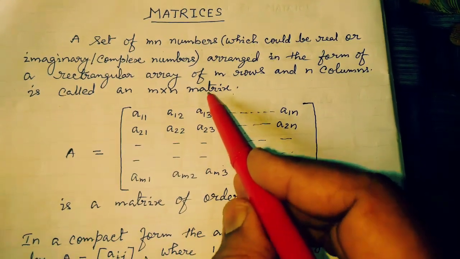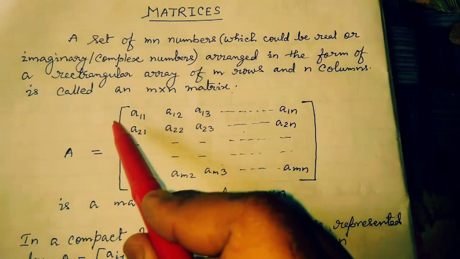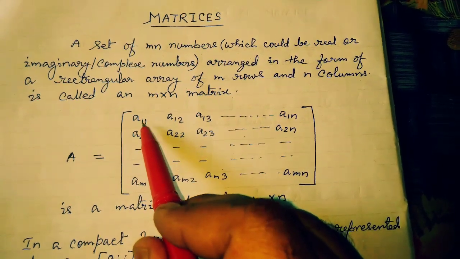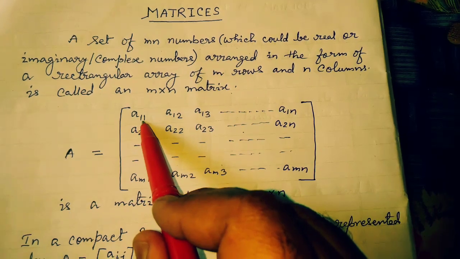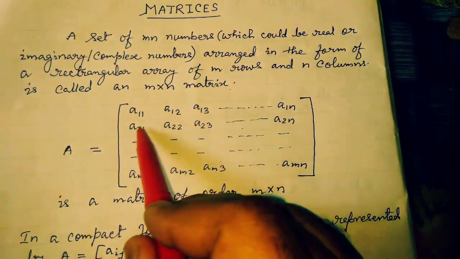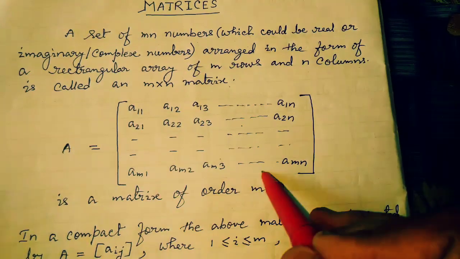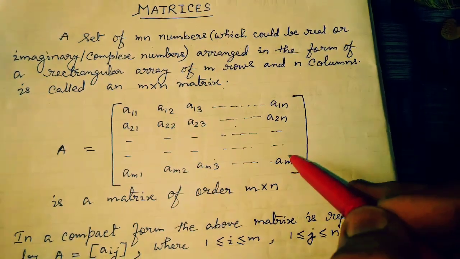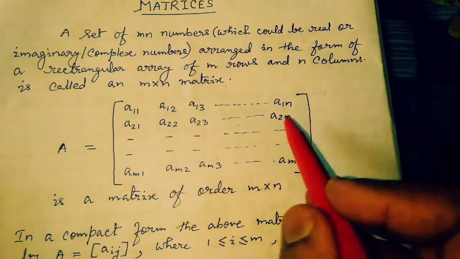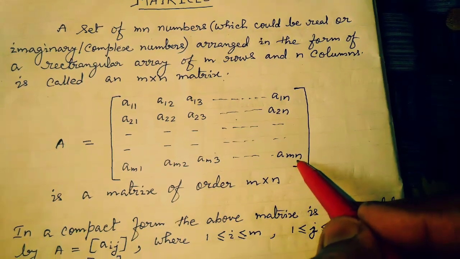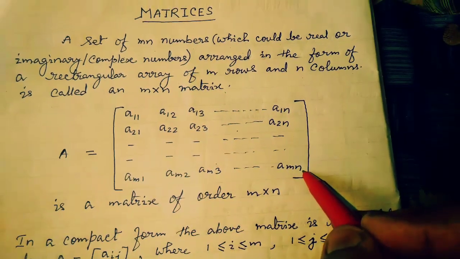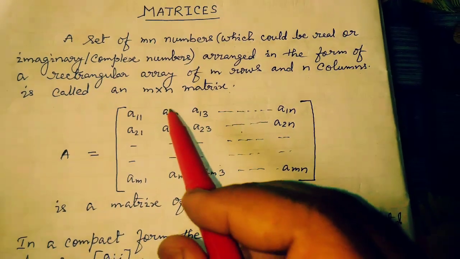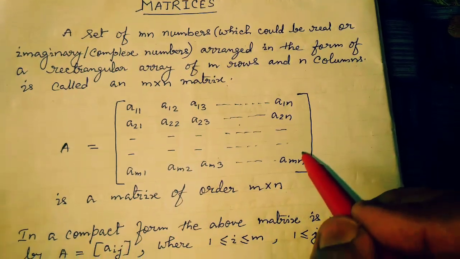Clear? So matrices we can write in this form, with a square bracket. This a11 denotes what here? This is the element of first row and first column. So these are the rows here, and these all are the columns. Clear? So how many elements are there in total? m into n elements are there. So the order of this matrix is m into n. This way you can write the matrices. Clear, student?